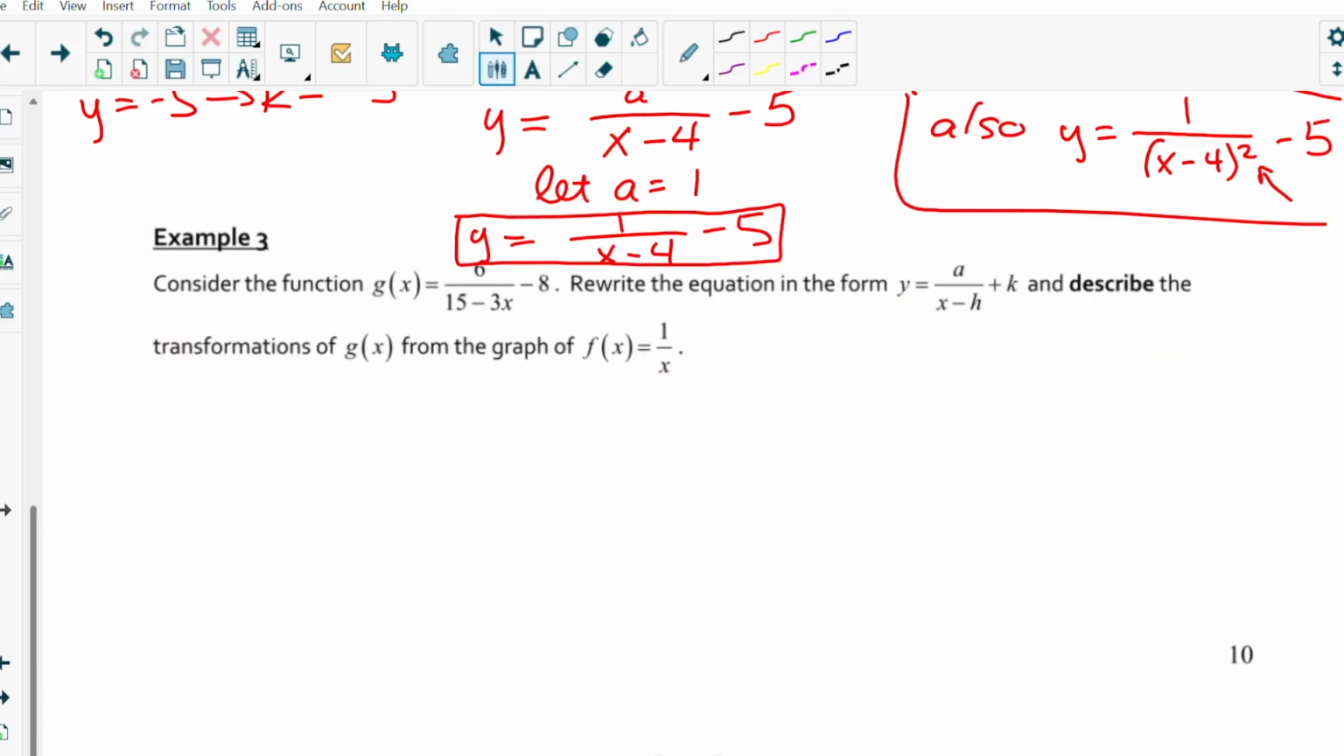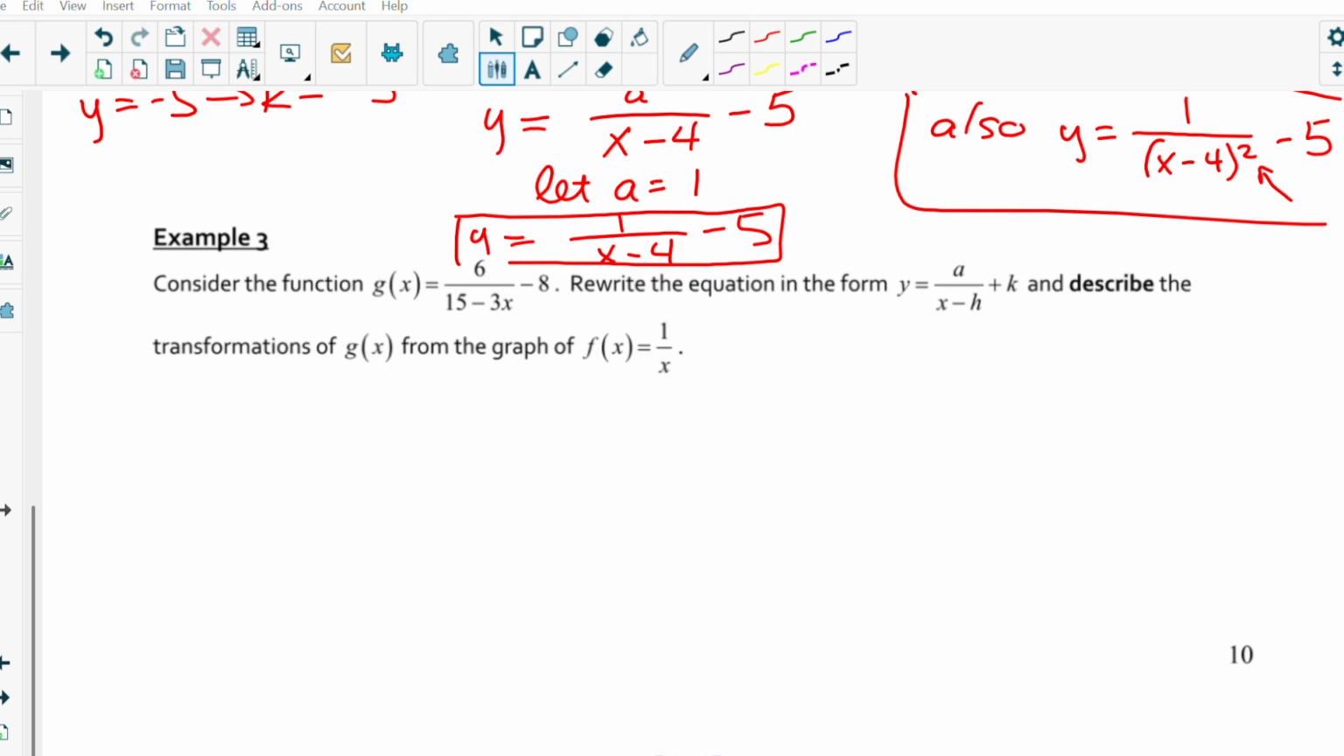Okay, next one, folks. Example 3. Consider the function g of x equals 6 divided by 15 minus 3x minus 8. Rewrite the equation in the form y equals a over x minus h plus k, and describe the transformations of g of x from the graph of f of x equals 1 over x.